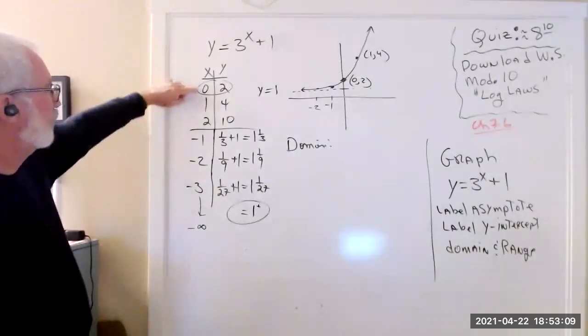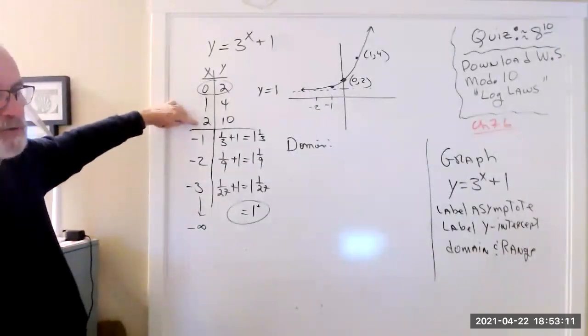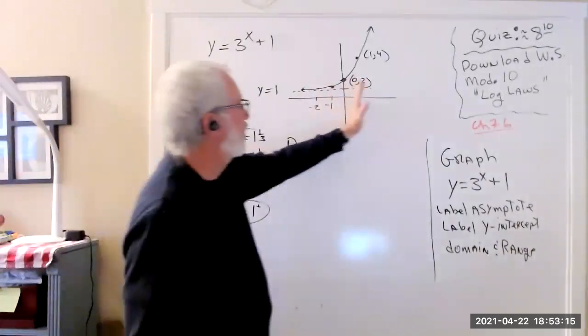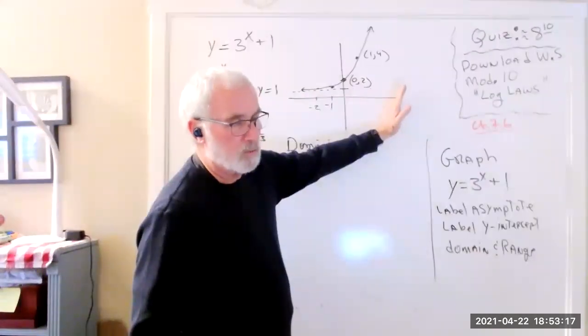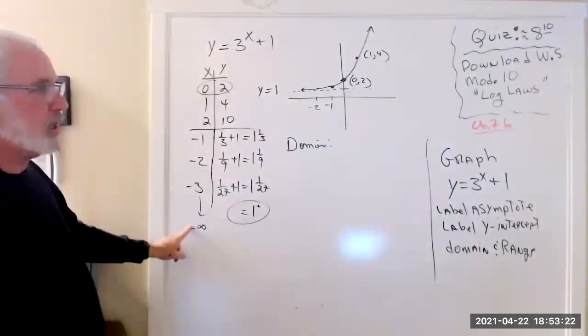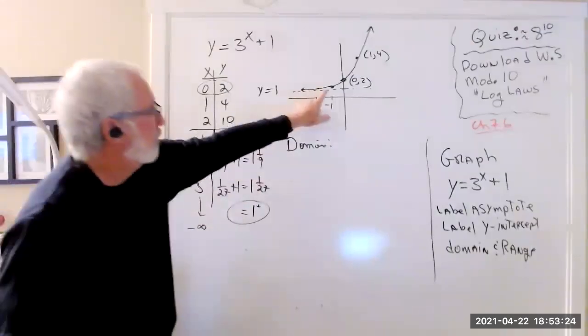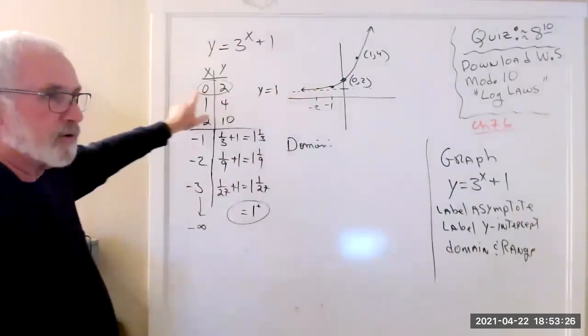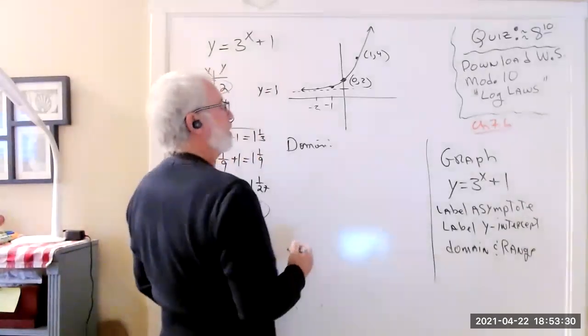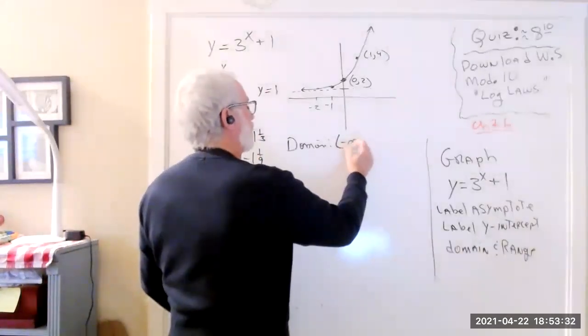But question, does x stop at +2? Or does it go on? Does x go beyond +2? Well, way beyond. It keeps going. Does x stop at -3? No. The graph shows it goes on forever. So what's our domain? Negative infinity to positive infinity. Yep.